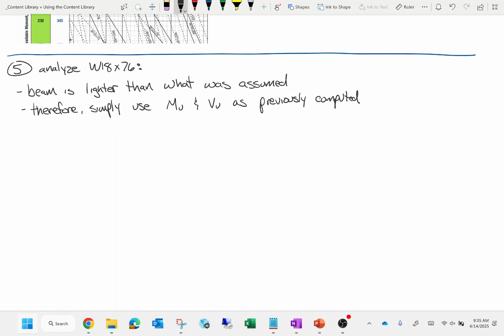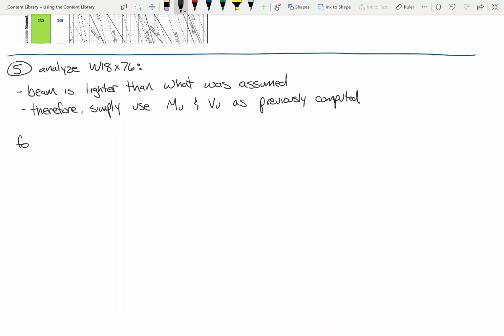Okay, so for a W18 by 76, I'm going to get this from table 3.2. Table 3.2 is one of the most useful guides in the steel manual, period. Okay, so how do I determine what zone it's in? What values do I need? LP and LR. Okay, what are LP and LR for a W18 by 76? LP is 9.22. And LR is 27.1.